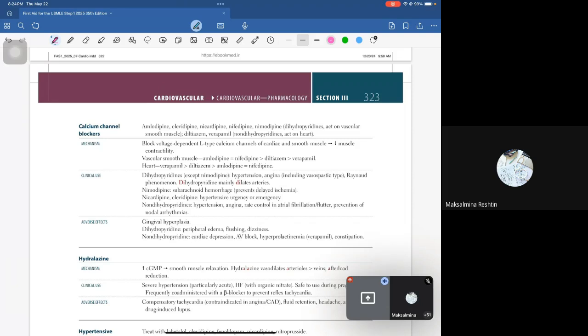Now there is another drug which is known as nicardipine and clevidipine. Right? So nicardipine and clevidipine are the IV forms of calcium channel blockers.